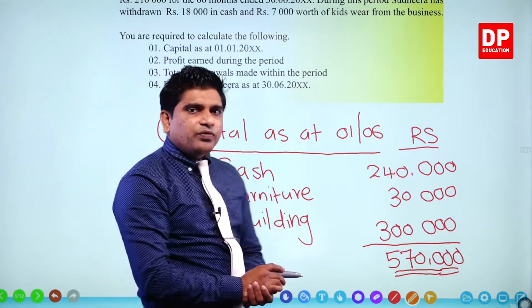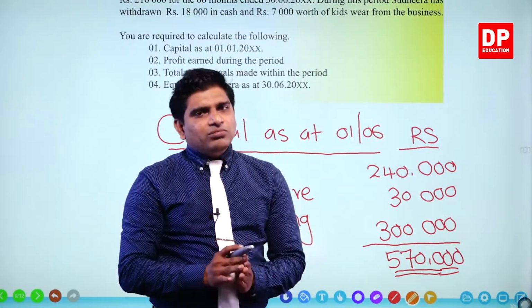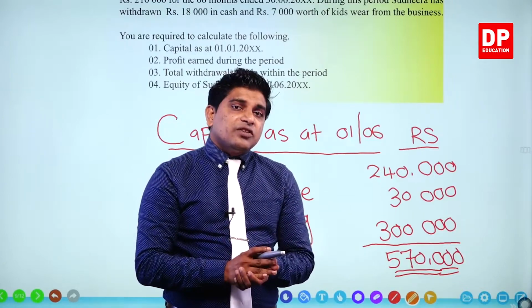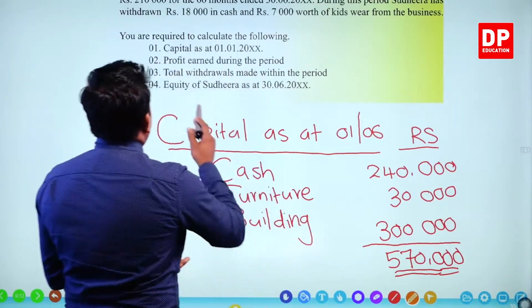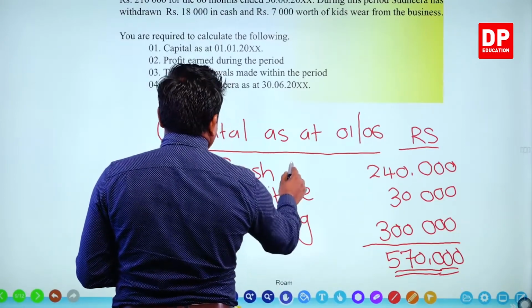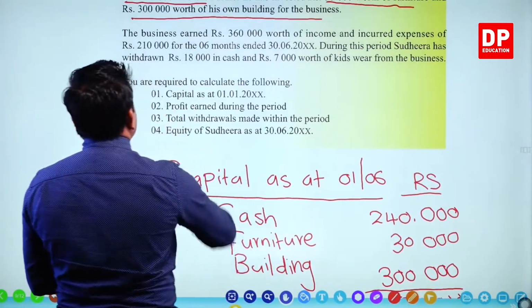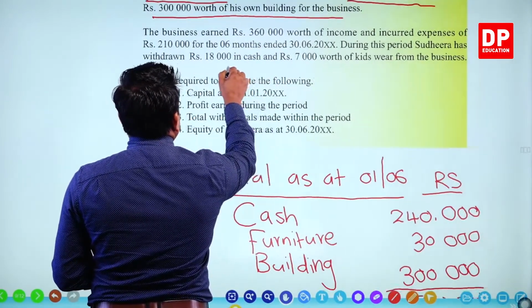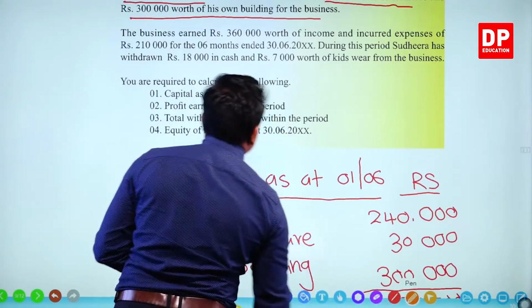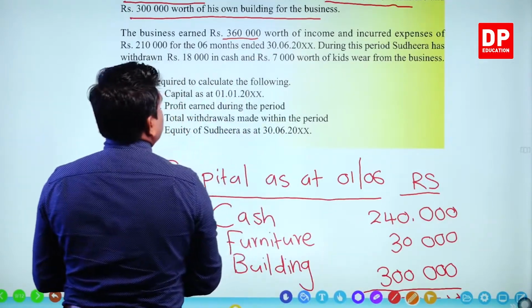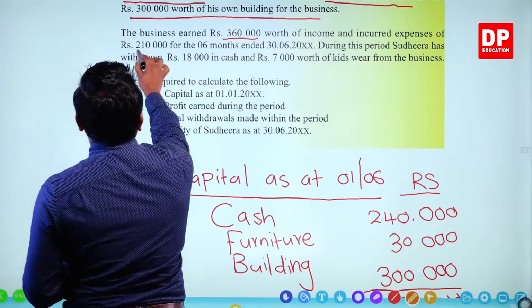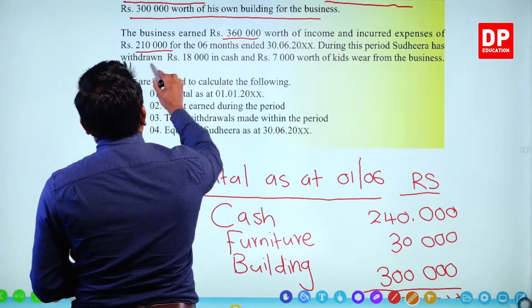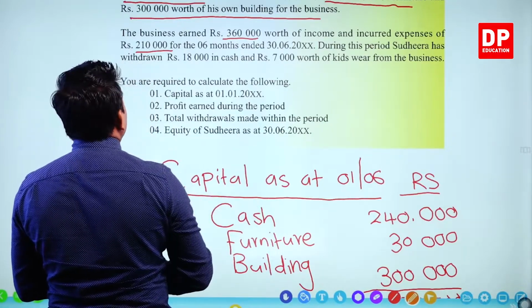Profit earned during the period. You know how to calculate profit, right? If you know the income and the expense in the same year, the difference is the profit. When you read the question, you can find these details. The business earned 360,000 worth of income, and in the same period the expenses were 10,000. Then 360,000 minus 10,000, and you can see the profit.